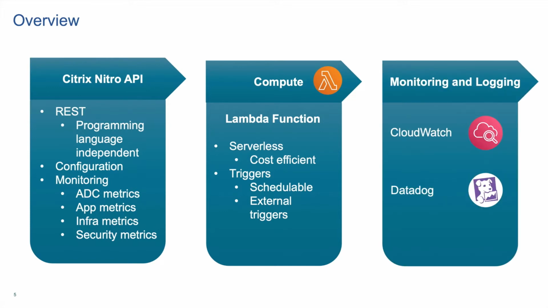Once the Lambda function extracts the metrics from Citrix ADC, these metrics are then modified into data that is acceptable to AWS CloudWatch and Datadog and then pushed accordingly to these monitoring services. So this is the overview of the components that we will be using in this session.